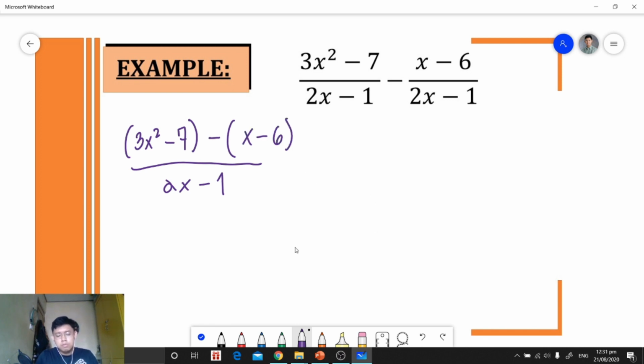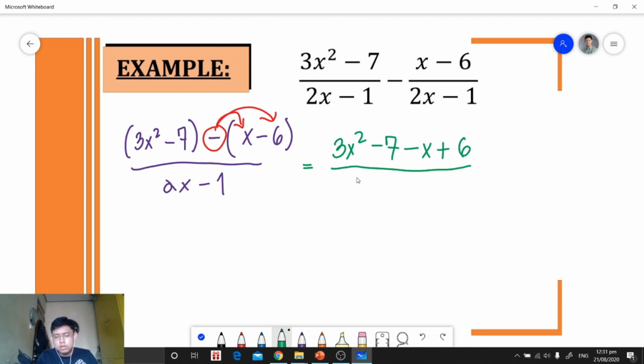So after that, we're going to perform distributive property for our subtraction operation. Please do not forget, if you encounter a subtraction operation, you will distribute the sign. Then we will have 3x squared minus 7 minus x plus 6, all over 2x minus 1. Let's combine like terms.